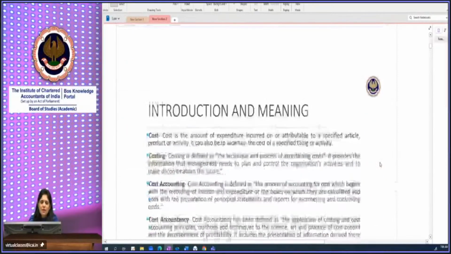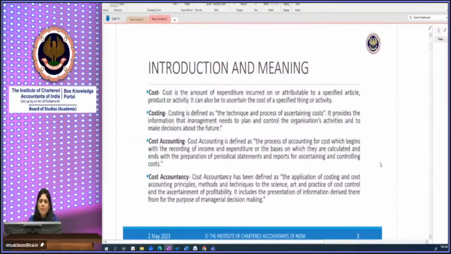So let's start first of all the introduction and meaning. What is cost? So cost is the amount of expenditure. All right. So if I just highlight these things which you understand. So cost is the amount of expenditure which you will incur, whether on a specific product or a job or an order or a customer, depends upon whatever is your cost object. So for what you want to incur the expenditure, that is the cost, the kharcha, that is cost.